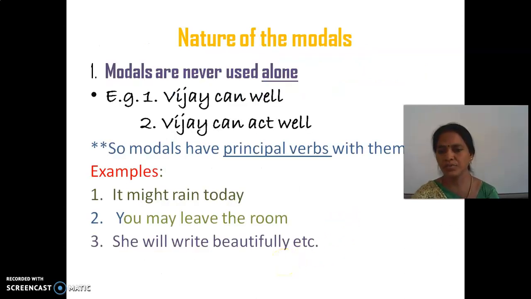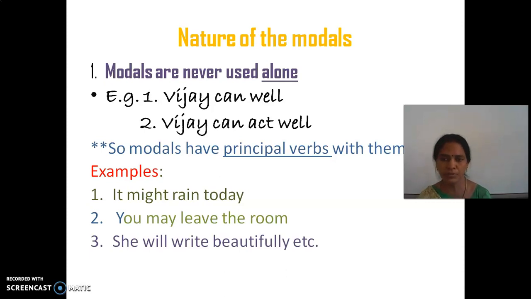I think we better go faster because the introduction part is more than enough for you. So modals are never used alone. Along with modals, we need to have a principal verb, and I have told you what principal verbs are. Principal verbs change according to the tense and the form.